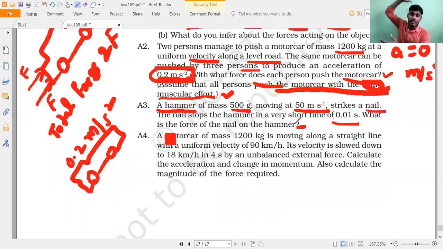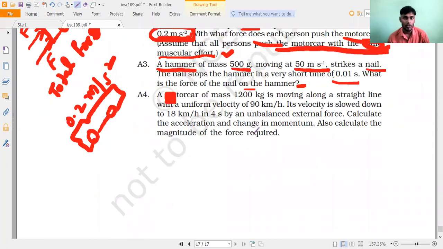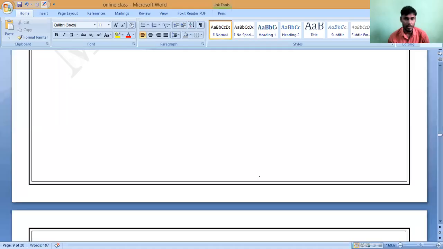I remember, a karate person will hit a pile of tiles within a fraction of a second. I have taught you. Correct? The same thing. They are asking what is the force of the nail on the hammer. So what is the force formula? Can you tell me? Mass into acceleration. Given data first.